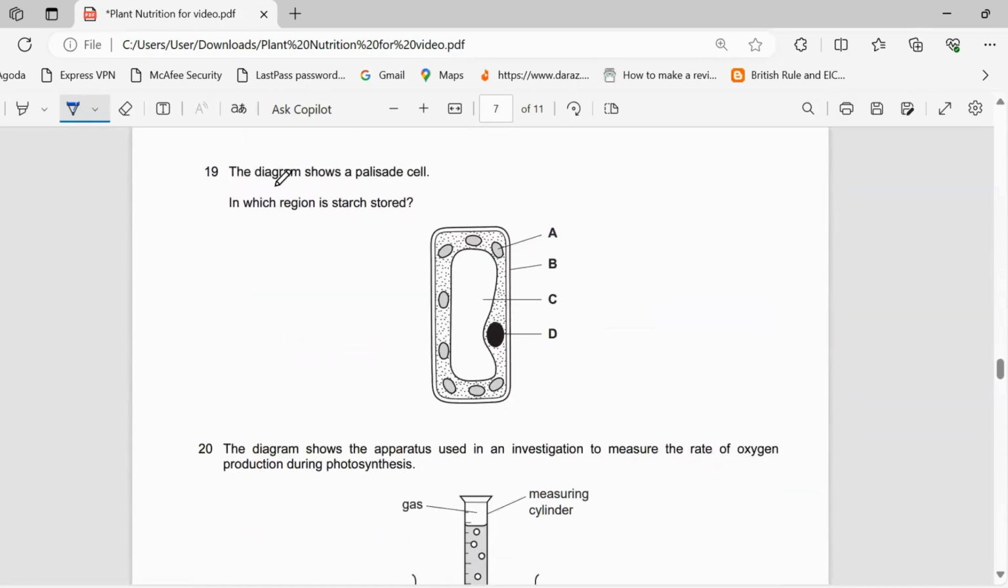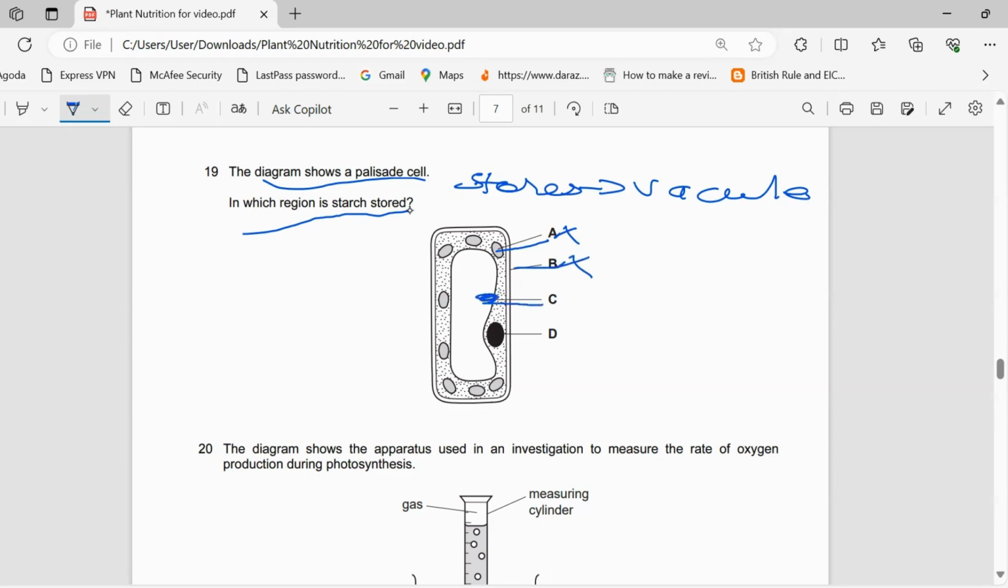So now let's see. The diagram shows a palisade cell, in which region is starch stored? We know that a plant cell stores the starch in its vacuole, right? So A is not pointing at the vacuole, hence A won't be the answer. B is also not pointing to the vacuole. While if we look at C, point C is pointing to the vacuole, hence C will be the correct answer, right? Okay.